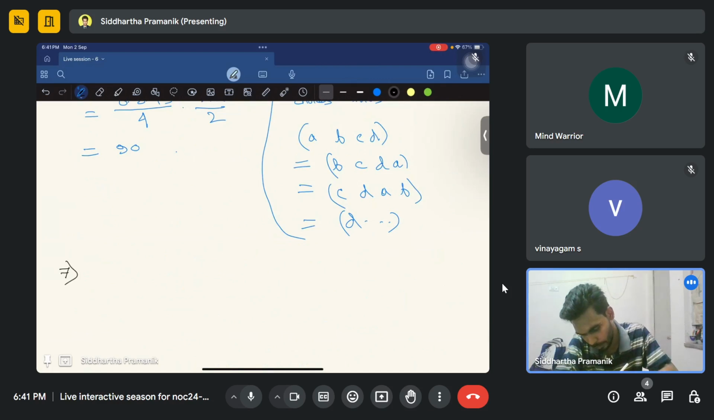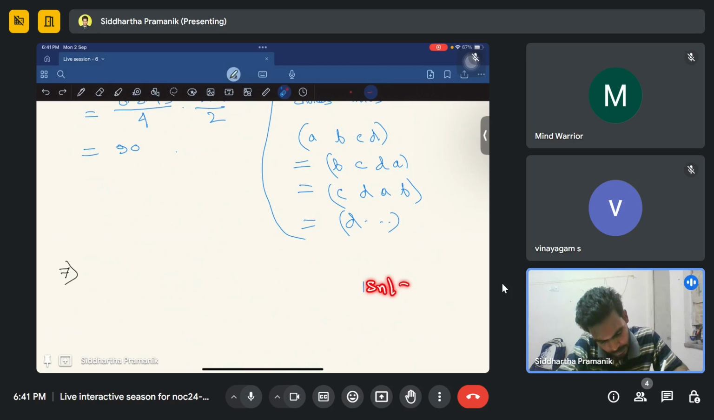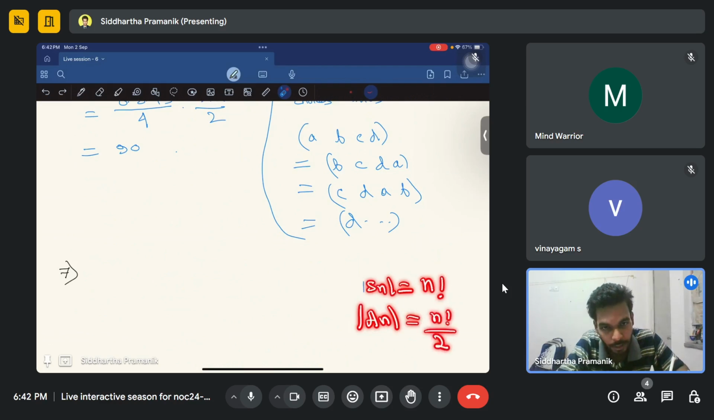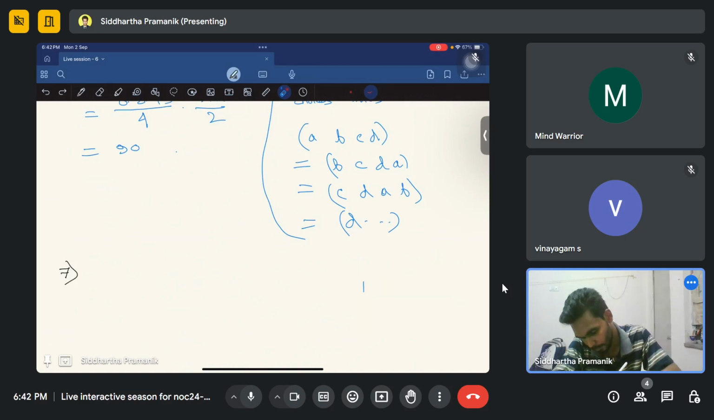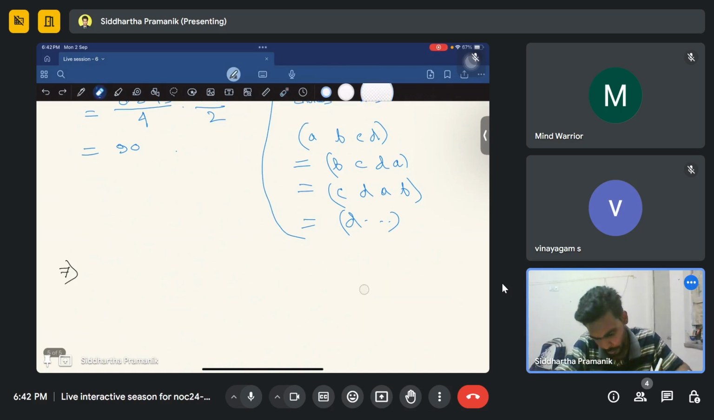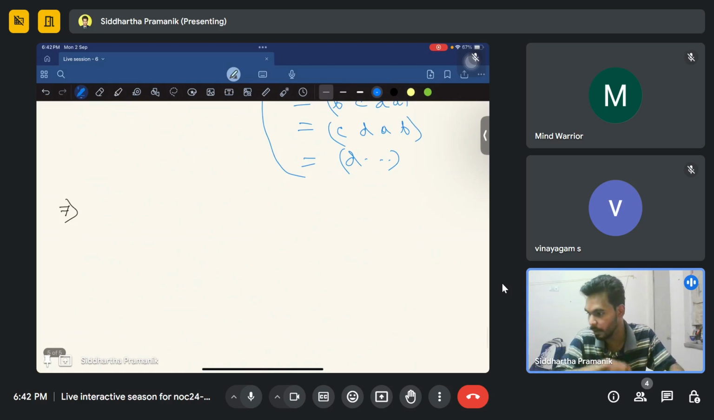Okay. So we have seen the order of Sn is exactly n factorial, and the order of An is n factorial by 2, right? We have seen this in lectures. So that means exactly half of the elements of Sn are even permutations. So something more general is true. Let me write that down as a problem.